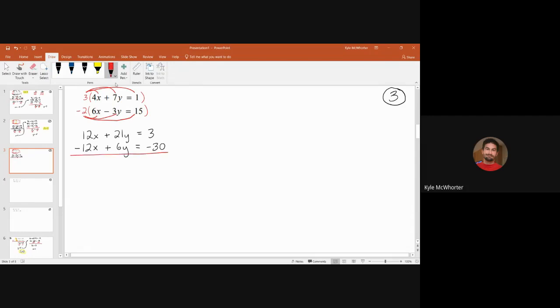So now when we add it up, these cancel and we get 21y plus 6y is 27y. 3 minus 30 is negative 27. So it appears as though y is going to be negative 1.